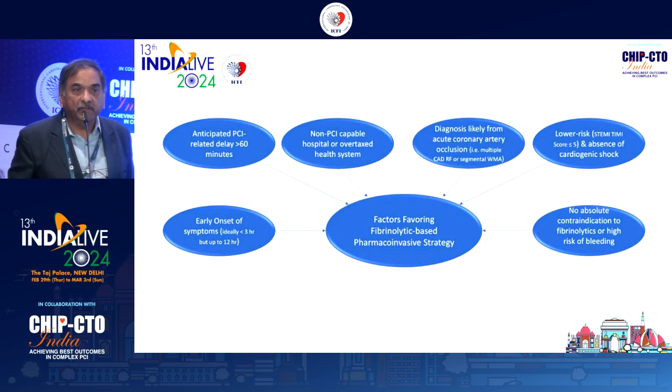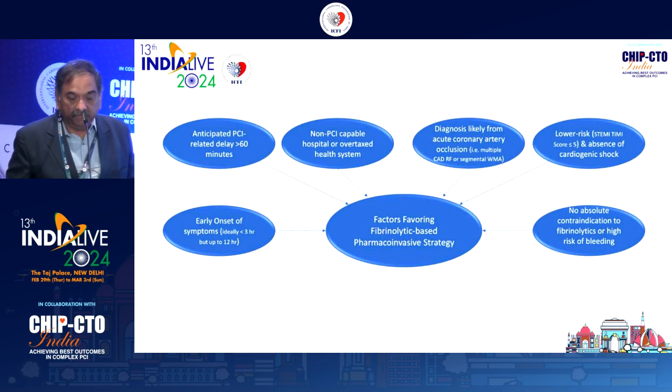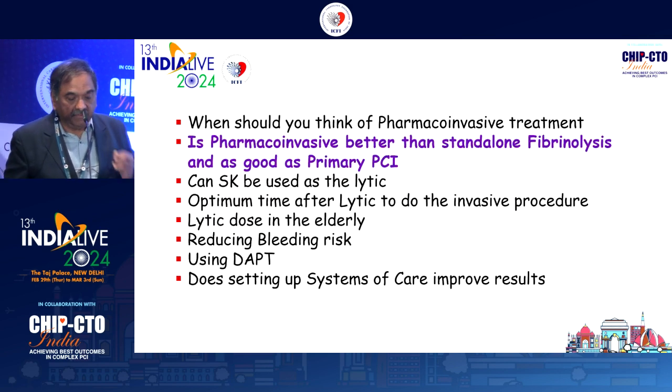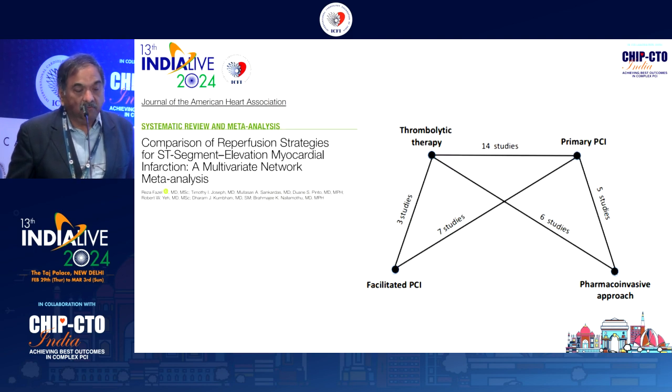Especially if you have borderline diagnosis of an ACS, it might be sensible to take the patient out to the cath lab rather than doing a pharmacoinvasive at that point. But if it's a straightforward STEMI, you could do that. And if a patient presents to a non-PCI hospital, certainly that is the time to think of a pharmacoinvasive therapy. The question then is pharmacoinvasive therapy better than standalone fibrinolysis?